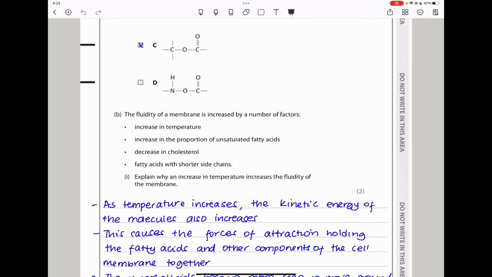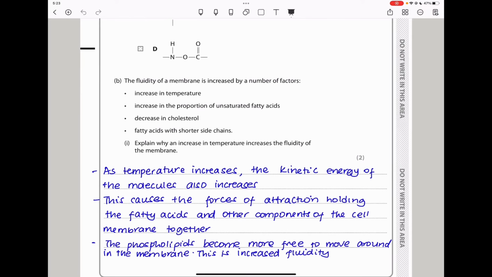So a higher temperature increases fluidity. The increase in proportion of unsaturated fatty acids will increase fluidity. A decrease in cholesterol will increase fluidity, and fatty acids that are shorter chains or shorter side chains will also increase fluidity. So here they say explain why an increase in temperature increases the fluidity of the membrane.